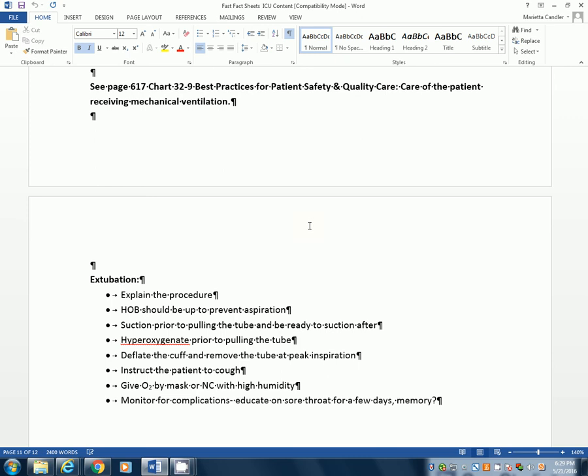When it says monitor for complications, that would be like shortness of breath. If they get off the vent and start having increased shortness of breath, coughing, stridor, then they may have to go back on the vent. So it's the nurse's role to always make sure how they are tolerating being off the vent and being weaned, and making sure they aren't showing signs and symptoms that they need to go back on the vent.